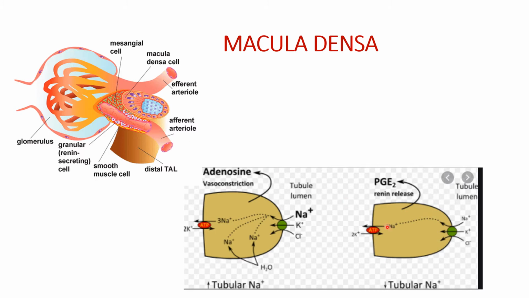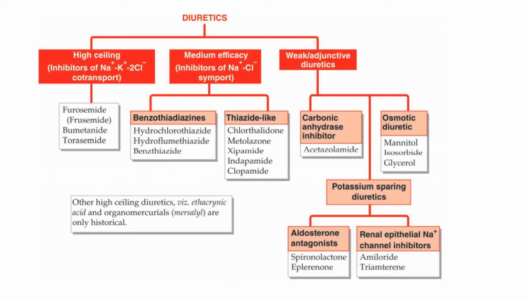And similarly, whenever there is decreased tubular sodium concentration, these macula densa cells will mediate prostaglandin E2 mediated vasodilatation and increase in the renal blood flow, and also renin release, which causes an increase in the sodium reabsorption. So till now we had a brief overview about the renal physiology of tubular transport mechanism. We'll move on to the drugs now.